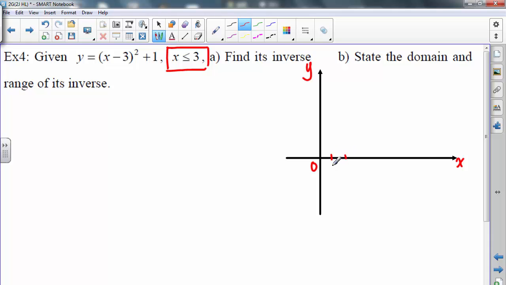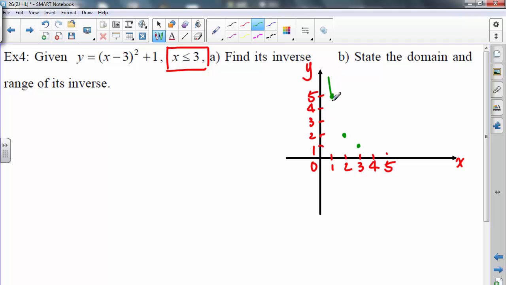So you draw the axes yourself and scale them properly. 1, 2, 3, 4, 5. Anyway, it's just a sketch. Okay, so the vertex is (3, 1). If you want to get a more accurate graph, you can find some points on the domain to get the y values. For example, x equals 2, you plug in, the y value is 2. So (2, 2). X is 1, you plug in, the y value is 5.